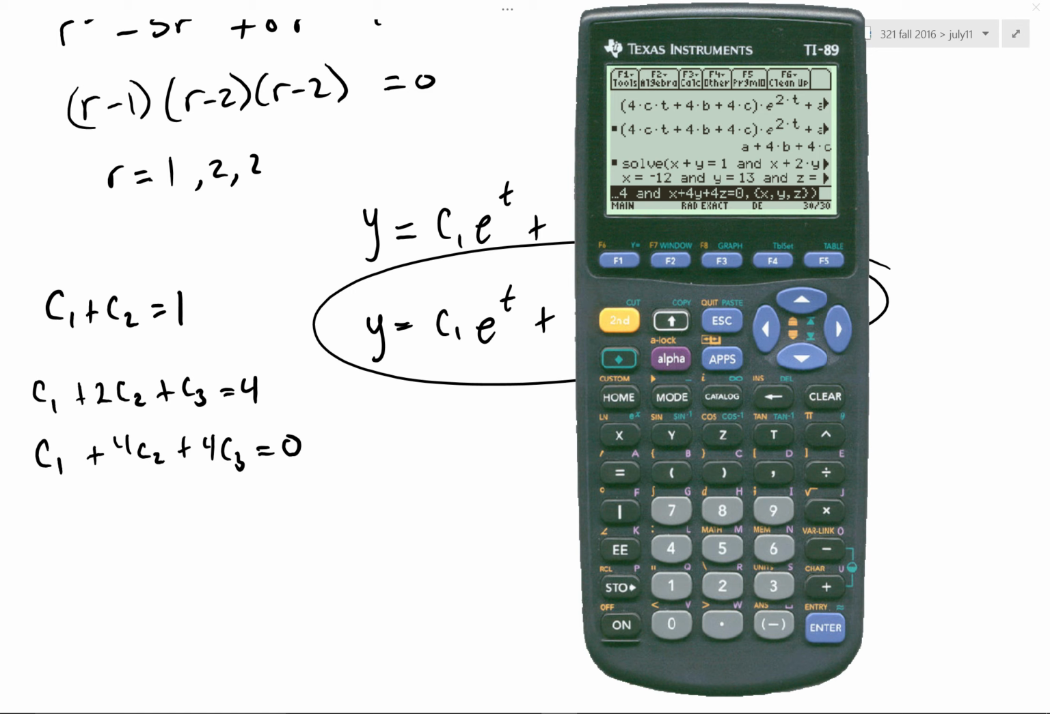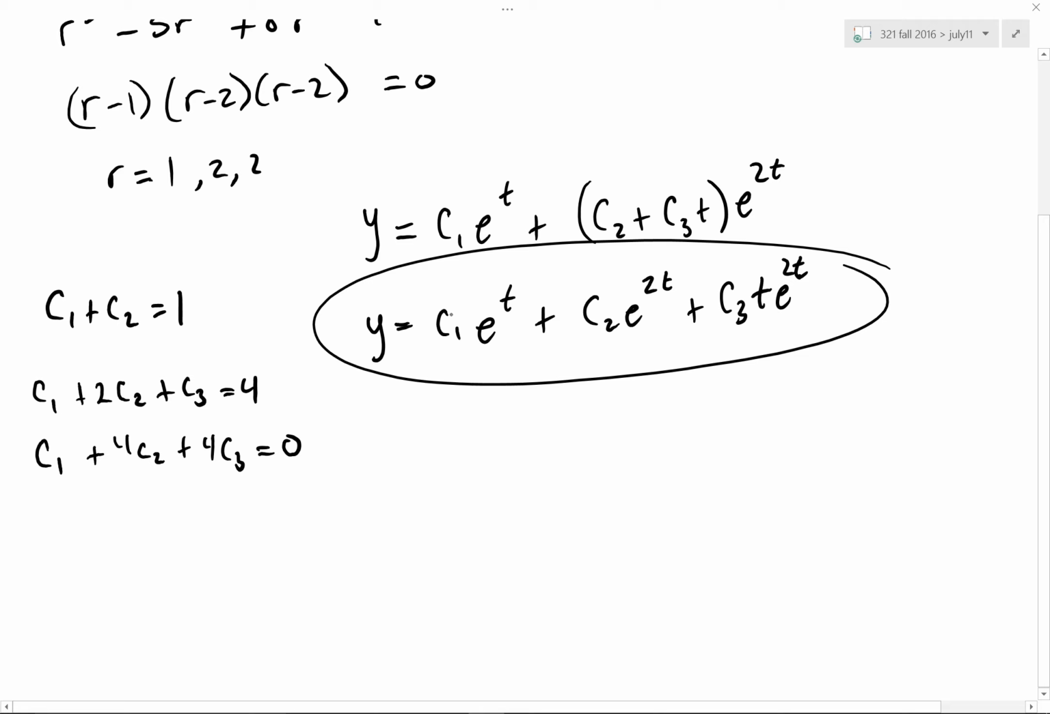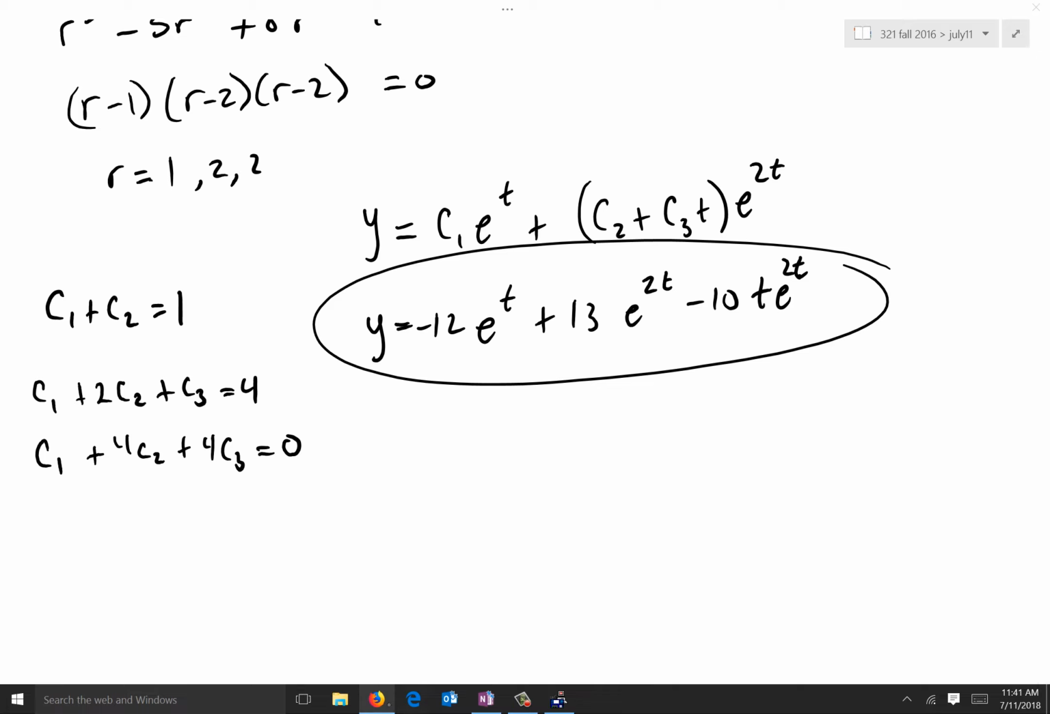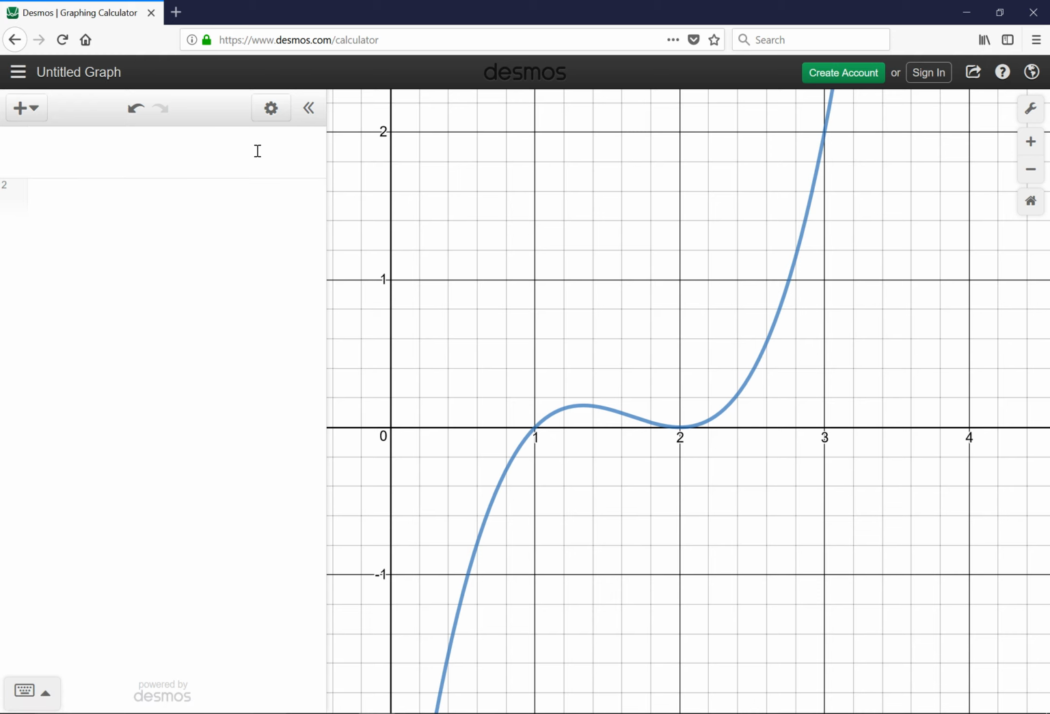So we got, what do we get? Negative 12, 13, what was the other one? Negative 10. So negative 12 goes here, 13 goes here, and then you said negative 10? That would be my final answer. Hey, does that work? Let's find out, man. Let's go graph that baby and see what it looks like.